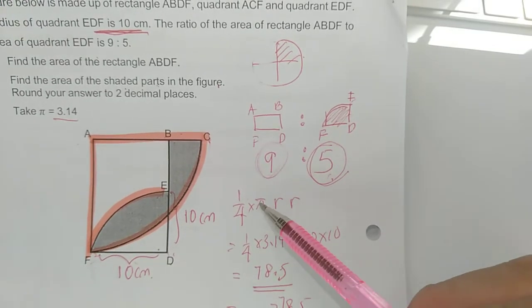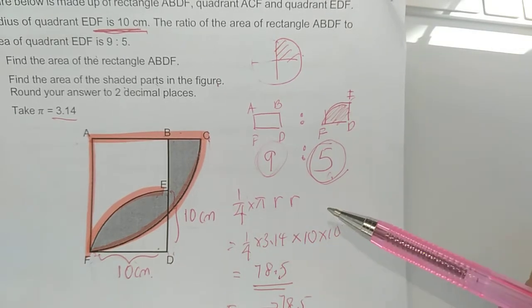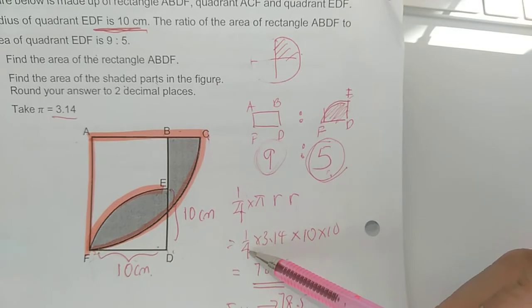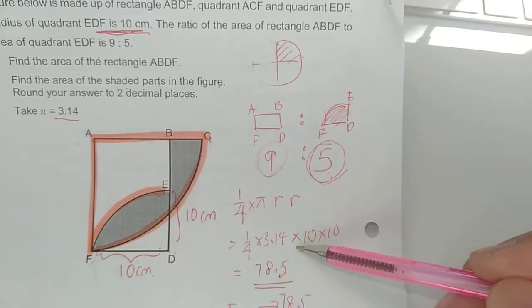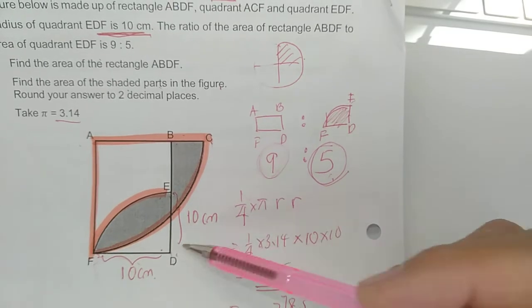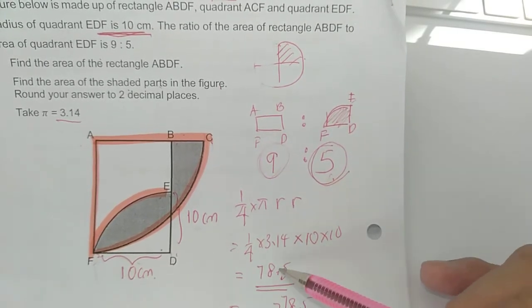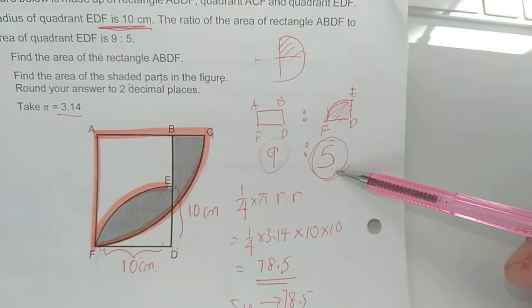So anyway, since we can use a calculator, why not, right? Simply punch all the numbers and fractions in one sentence. So 1/4 multiplied by pi, which is 3.14, we use 3.14 times 10, radius is 10, times 10, radius is 10, and we have 78.5. This is the area of this quadrant, which is equivalent to 5 equal parts.